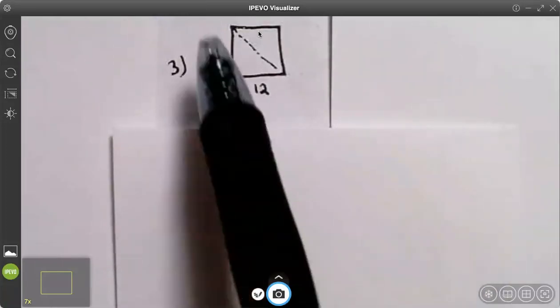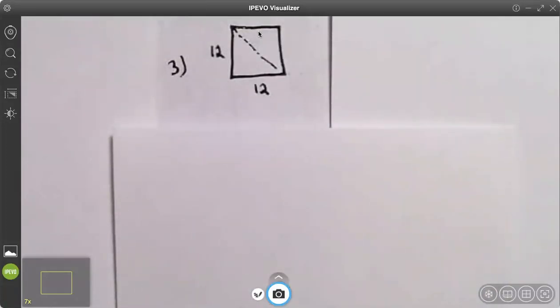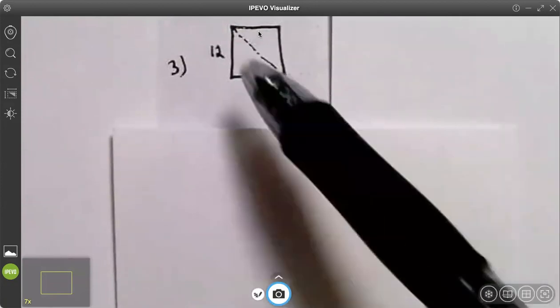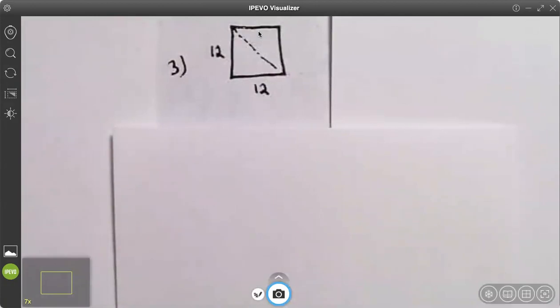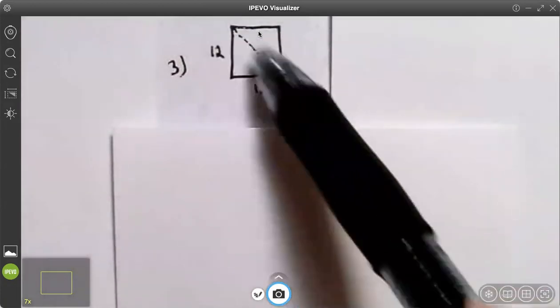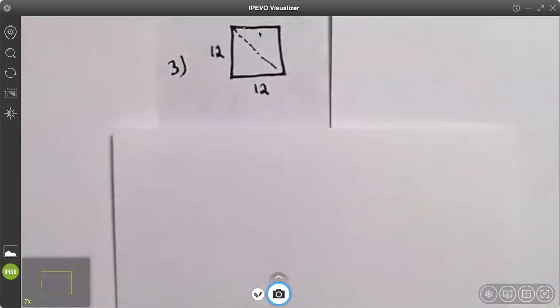A square floor tile, so I drew a square, has a decorative line connecting the diagonal corners. There's my decorative line. If the sides of the tile are 12 inches, a square, all the sides are the same. What's the length of the diagonal? So I'm finding this diagonal. Now let me give you a moment to see if you can find that missing length. Find that diagonal length using the Pythagorean theorem.